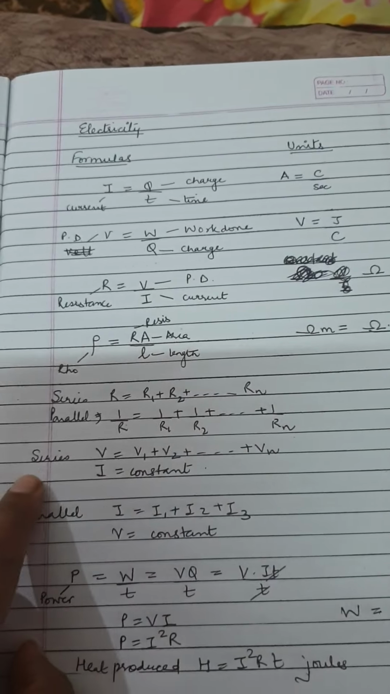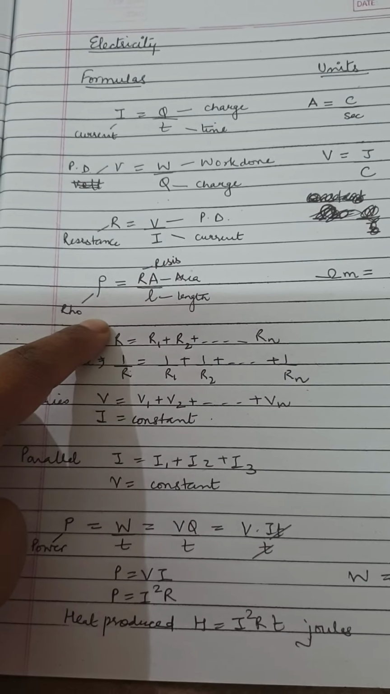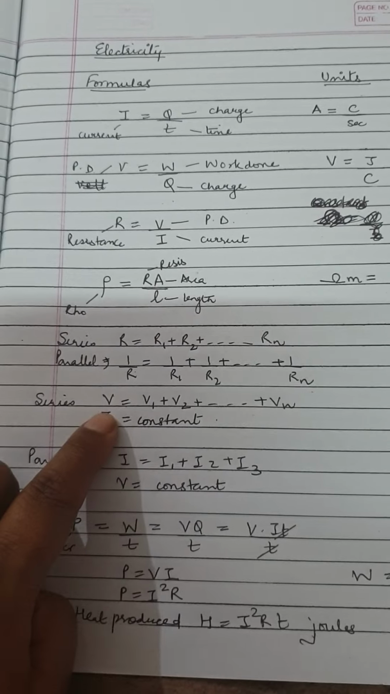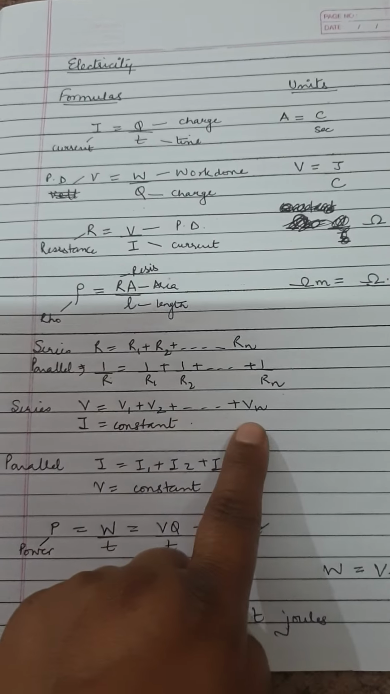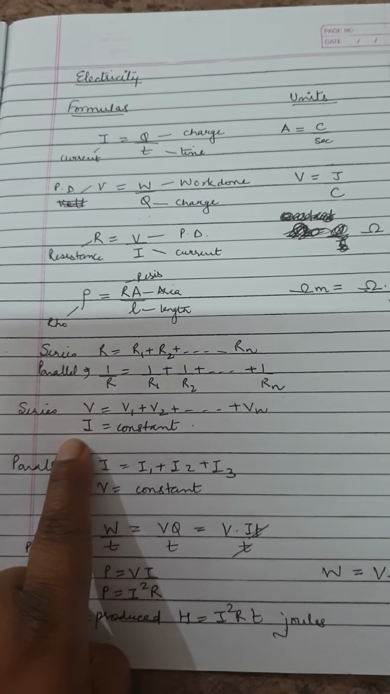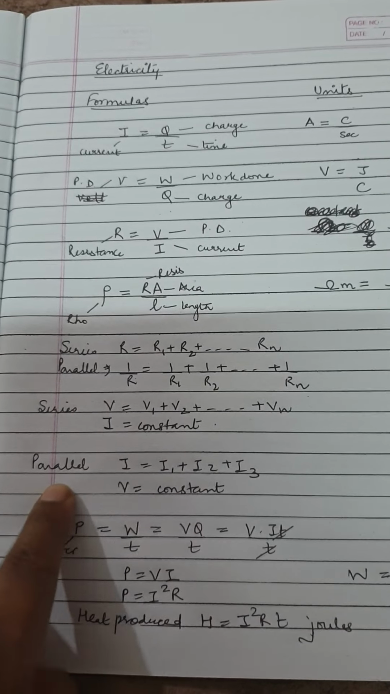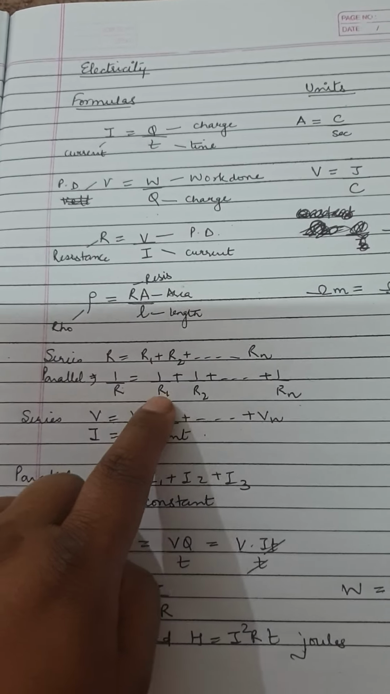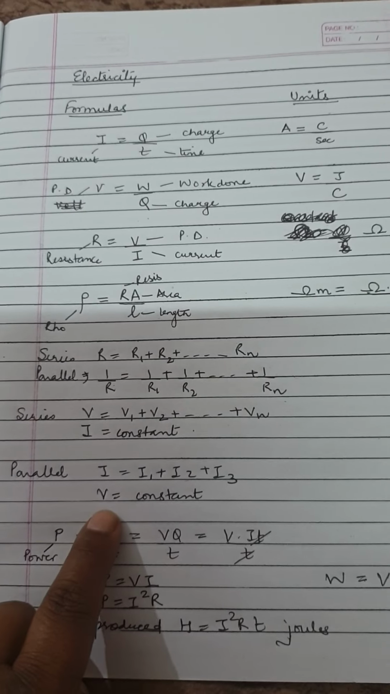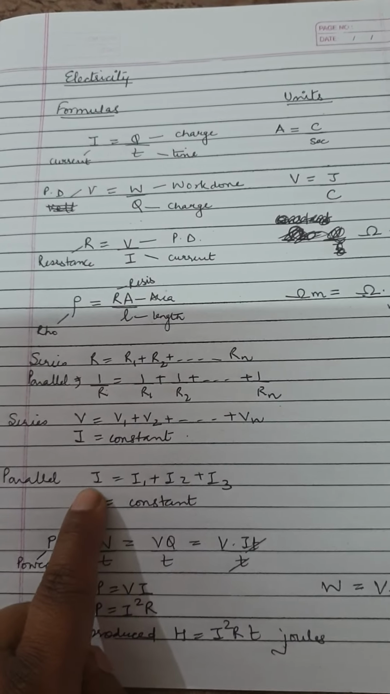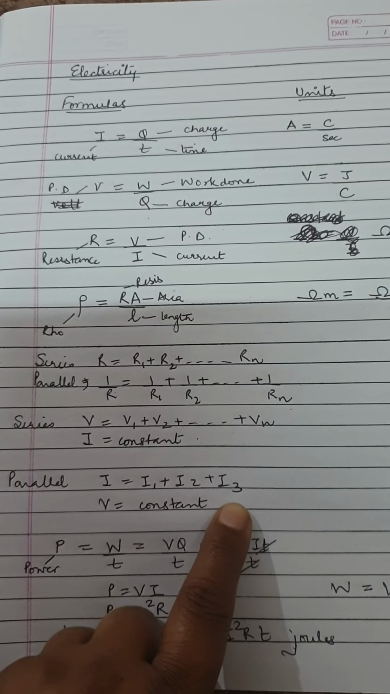So in series, since the resistance is the sum of all the resistances, the potential difference is also the sum of all the potential differences, whereas the current is constant in all. In parallel, 1 upon R is equal to 1 upon R1 plus 1 upon R2 for all the resistances. Here, the voltage remains constant and the current is the sum of the currents of each individual.